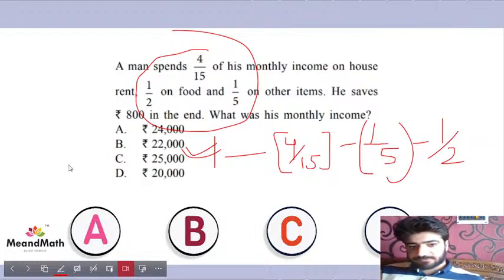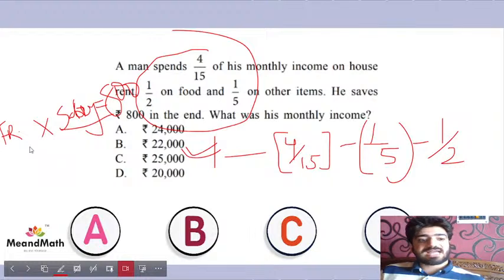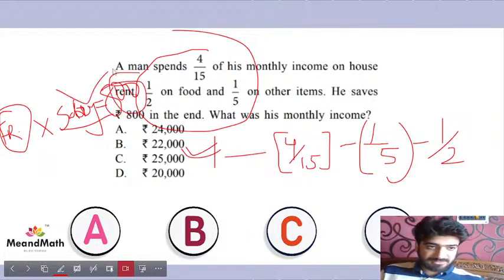That number into that fraction which you obtain, I'll write FR for that fraction, into the salary. That fraction into salary is equal to 800 as per the question. So you will be able to find the salary, because you know this fraction, you know this 800, you'll be able to find the salary.